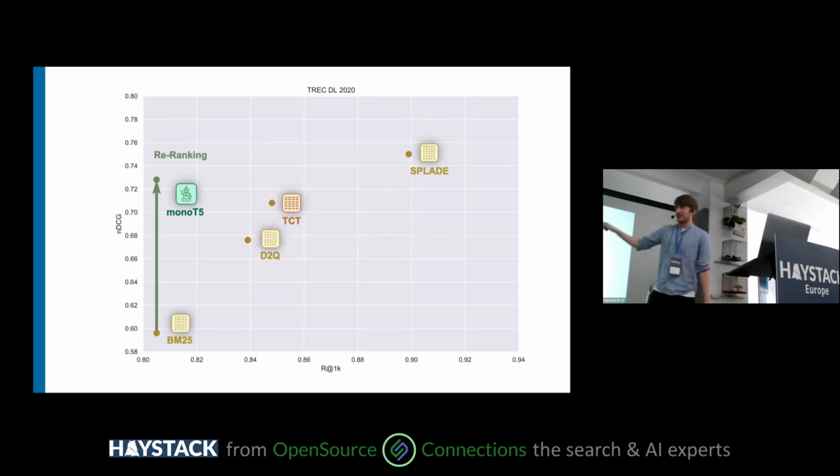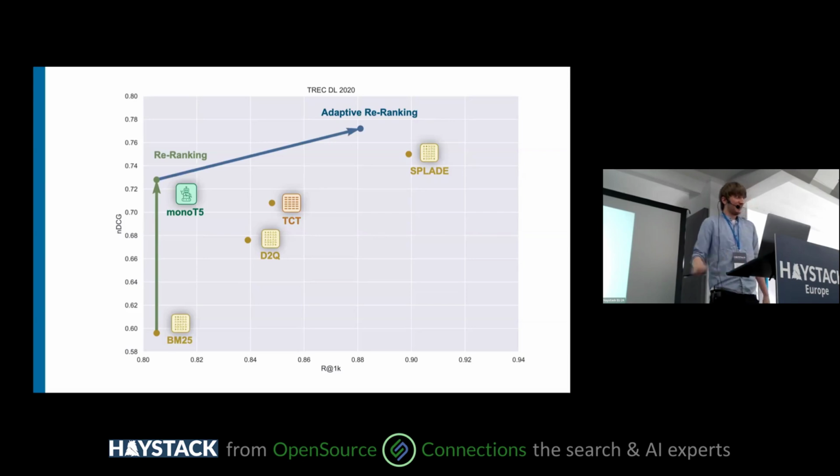But recall doesn't change, right? It's a vertical line, right? You're not finding any new documents that you didn't have before. When you apply this adaptive approach on top of that, you shoot all the way over there, right? So not only are you further improving the overall quality of the top results, but you're finding a whole lot more of the relevant documents for this query.